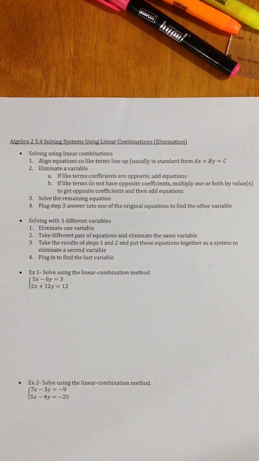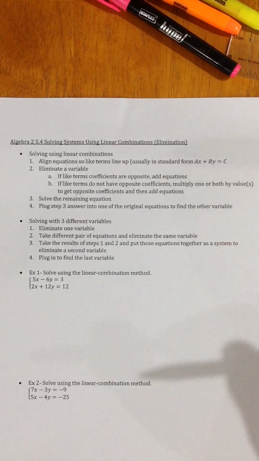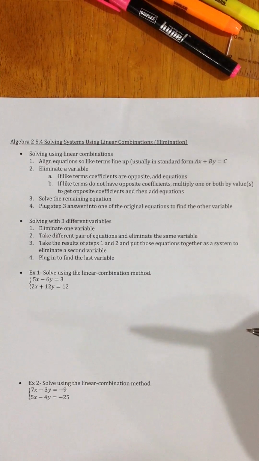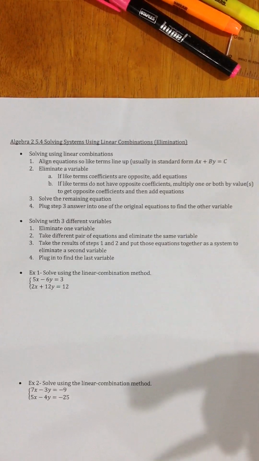This is section 5.4, solving systems using linear combinations, or I like to call it elimination. So solving using linear combinations, there's a whole bunch of steps here. Basically, your end goal is to eliminate one of the variables, or in some cases there's going to be 3 variables, so in those cases eliminate 2 variables.